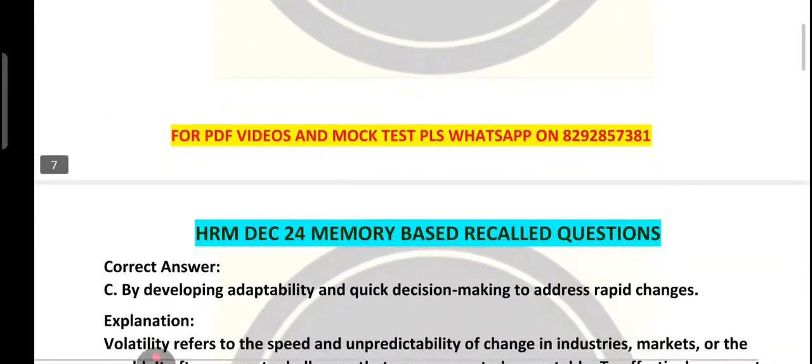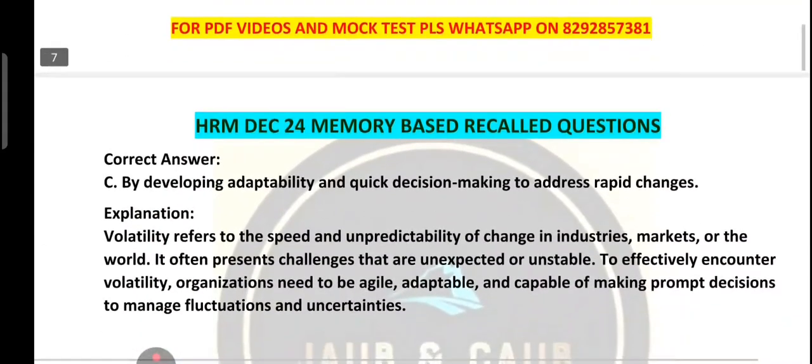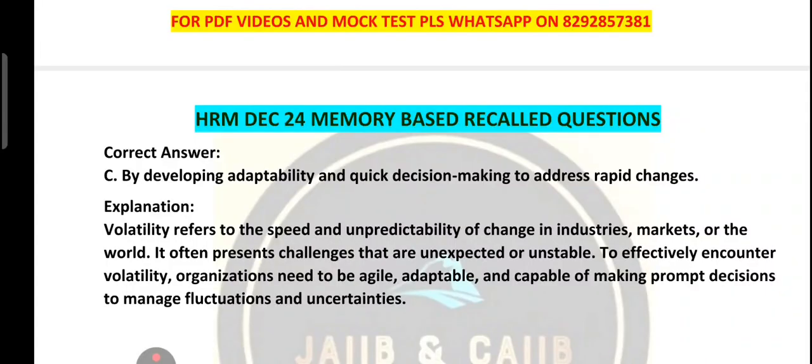Let me summarize the facts for you. Remember, volatility is fast and unpredictable change. You can't fight volatility with a fixed plan or silence. You need to move fast. You need to adjust quickly. Be like a boat in a storm. If it is too stiff, it sinks. If it is flexible, it rides the wave. So good communication plus flexibility means survival and success in volatile times. Remember these two words: good communication and flexibility. If we combine communication and flexibility, it means survival and success in volatile times.